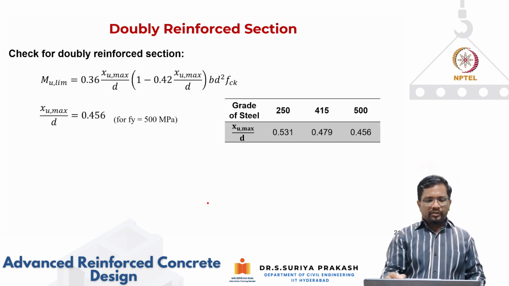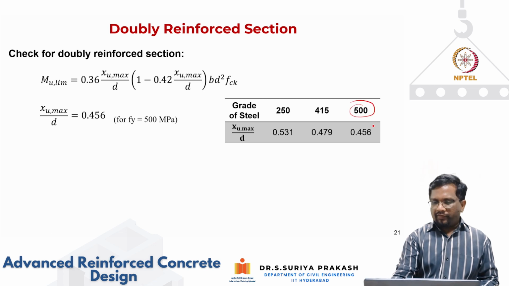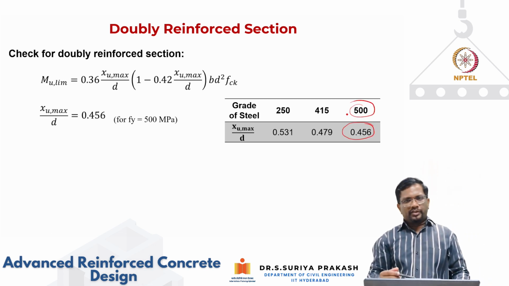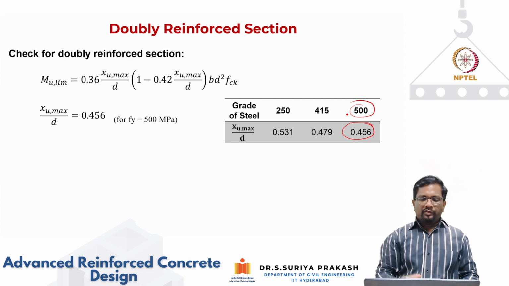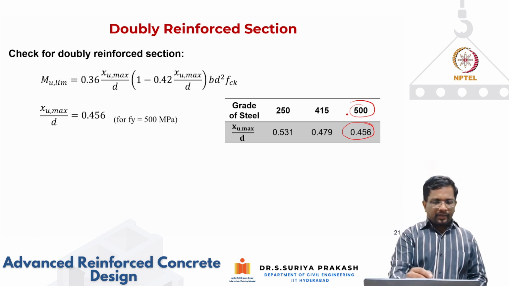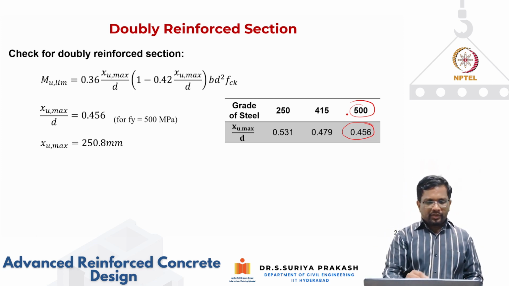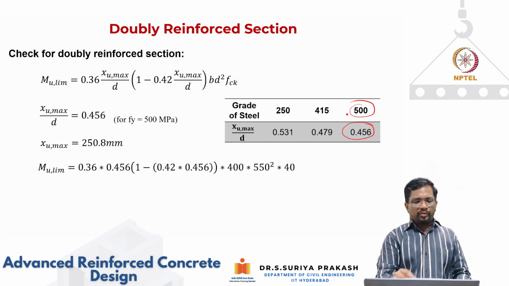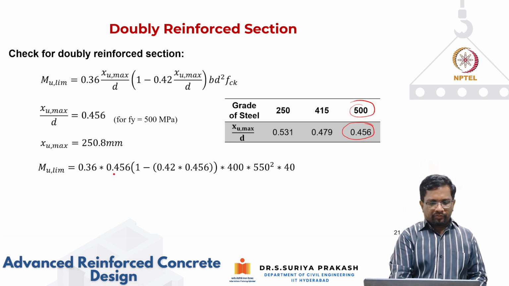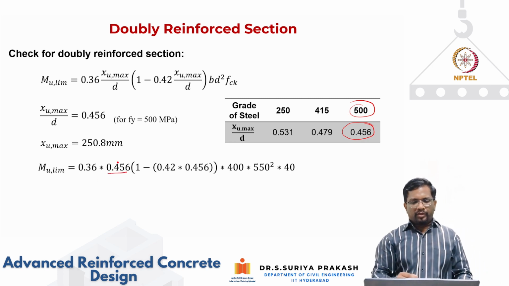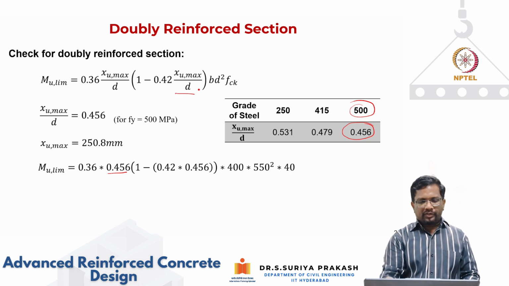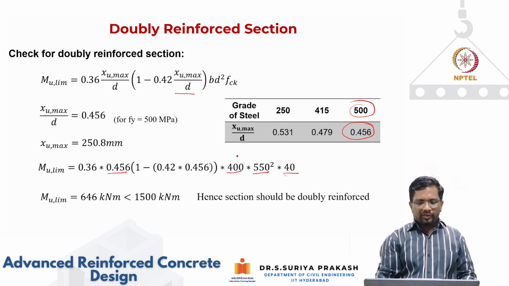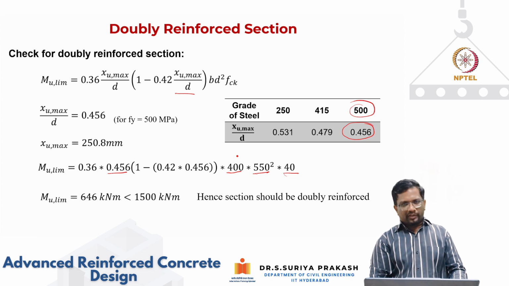Okay, so for Fe 500 we have already derived, based on the strain condition, what is Xu max by d, which is your 0.456, right? So you plug into this equation, then you get Xu max of 250.8. Then you put it in this Mu limit equation. Xu max by d is 0.456, fck is 40, effective depth is 550 and width is 400. So you plug in these numbers and you get a value of 646 kilonewton meter.